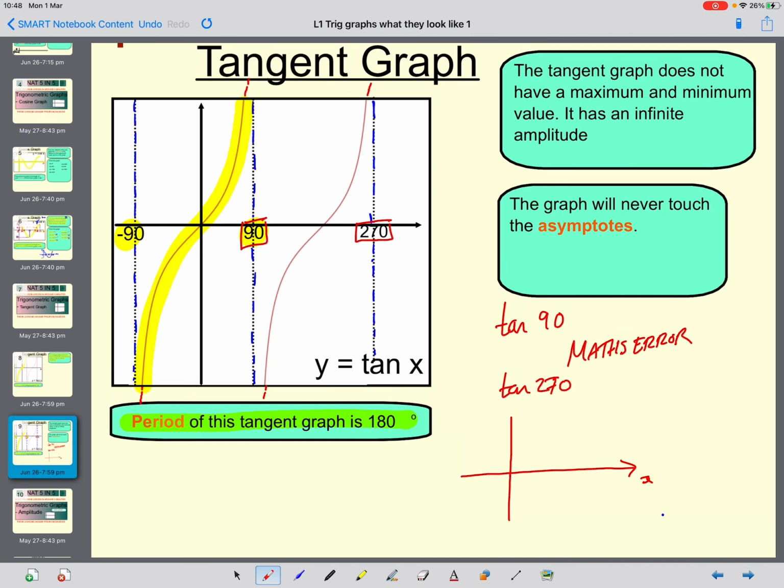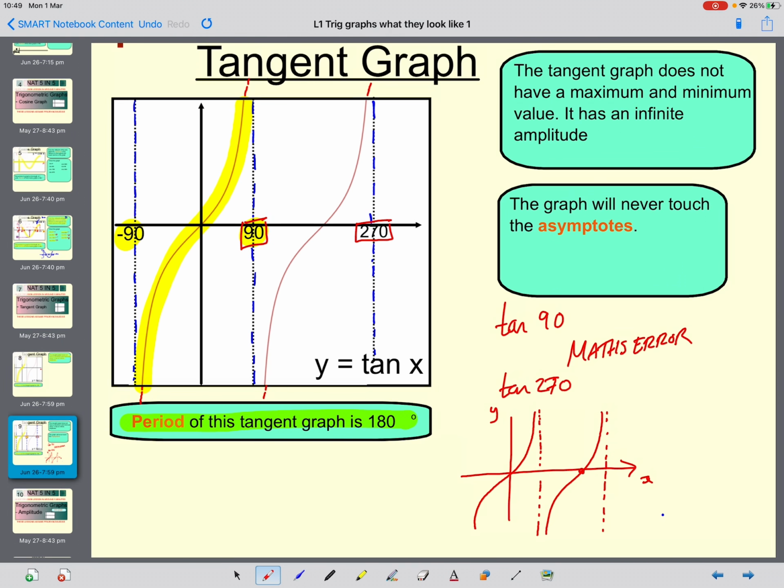Okay, so again, if I asked you just very quickly to draw a tan graph, I would want you to be able to draw one there, and then an asymptote down here, and then be able to draw another one, and then another asymptote, and then know those values.